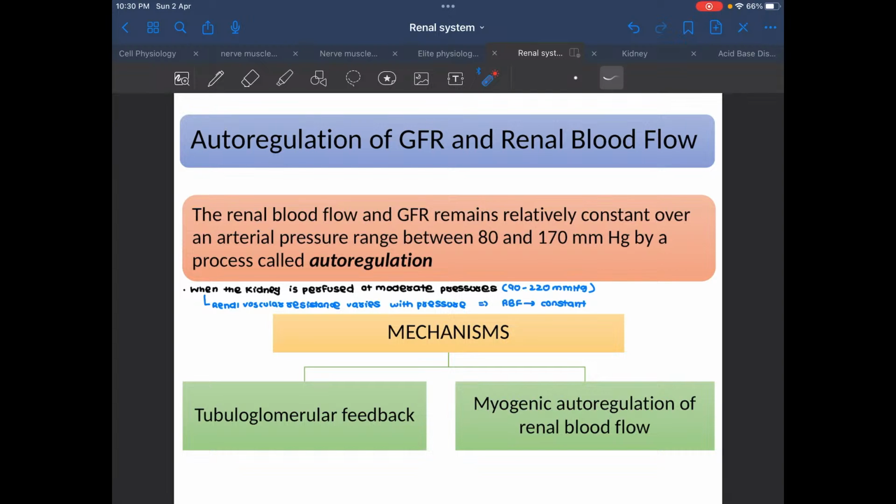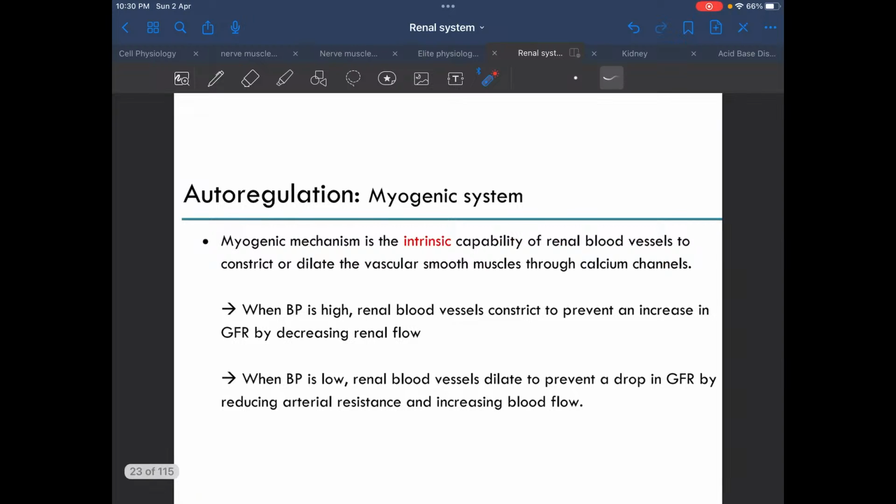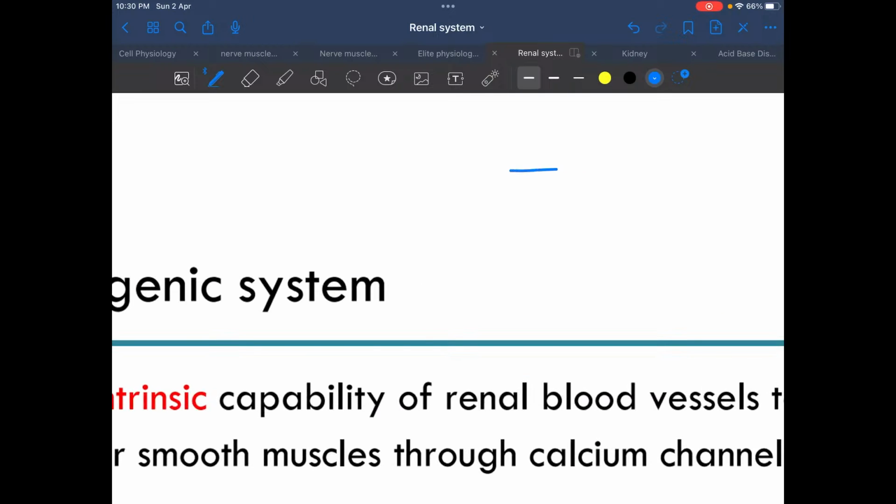So you have two mechanisms. There's a tubuloglomerular feedback, which we'll talk about, and we have the myogenic autoregulation of renal blood flow. One is very easy, so let's discuss the easy one first, that is the myogenic mechanism. So what is the myogenic mechanism? The myogenic mechanism is very easy. For example, whenever you have an increase in pressure, there is a blood vessel, and it is experiencing some change in its pressure. So this is the PC.